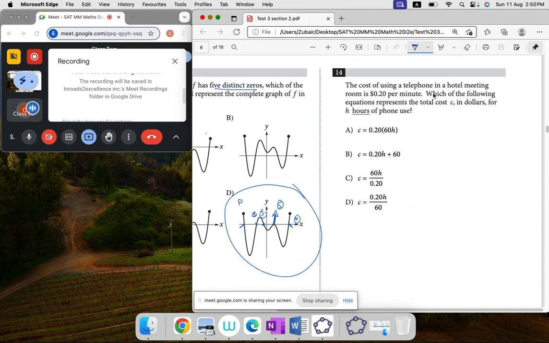The cost of using a telephone in a hotel meeting room is $0.2 per minute. Which of the following equations represents the total cost C in dollars for h hours? So 0.2 per minute. So these are hours into 60. So 0.2 into 60h. The first one.